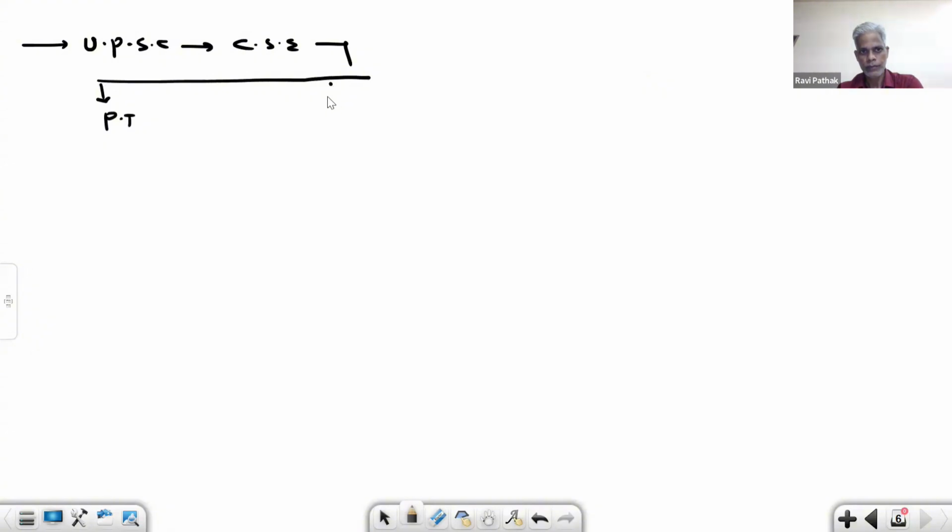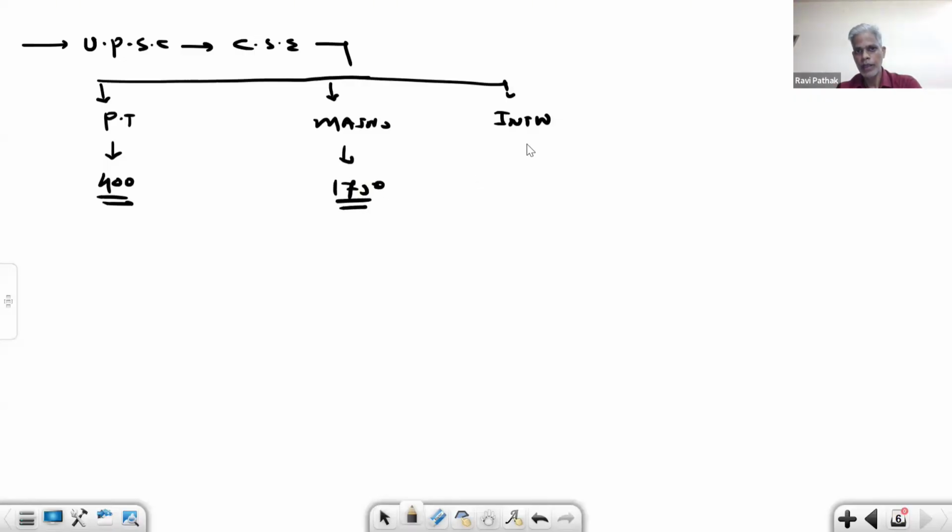Prelims, mains, and interview. And at Geoid, we are going to prepare you for all these three stages of the examination. In prelims, you have to focus upon clearing the cutoff. If I write the marks, out of 400 marks, here you have to target 175, and here you have to target 275 marks. This is how we have to go about.